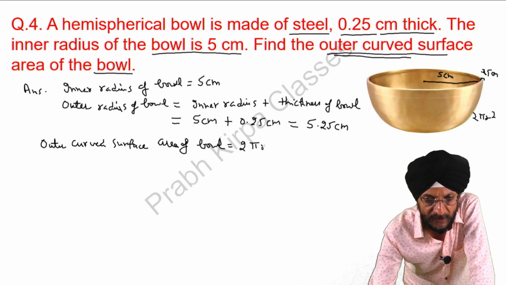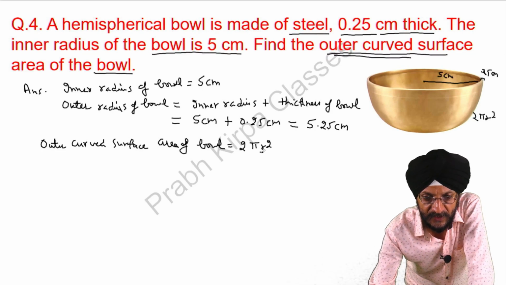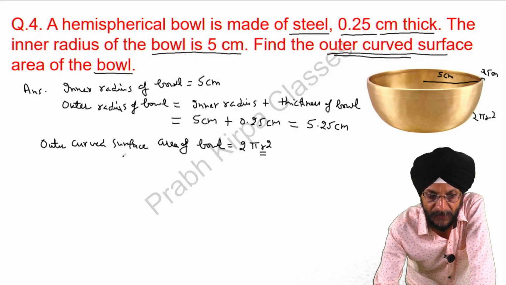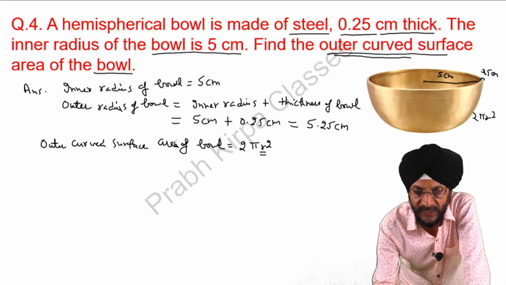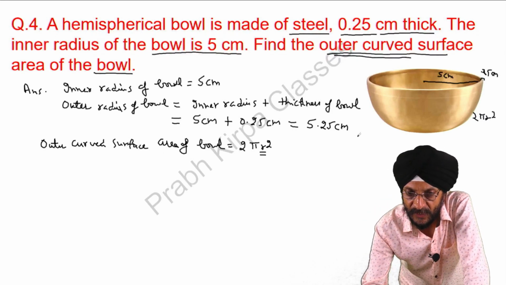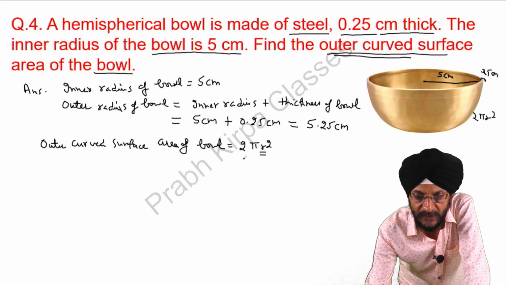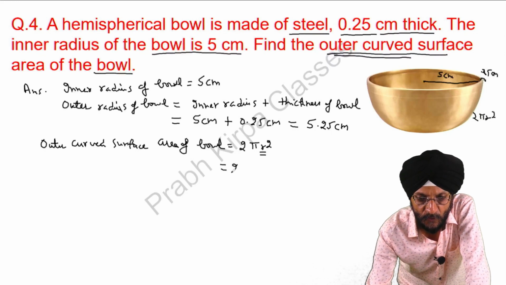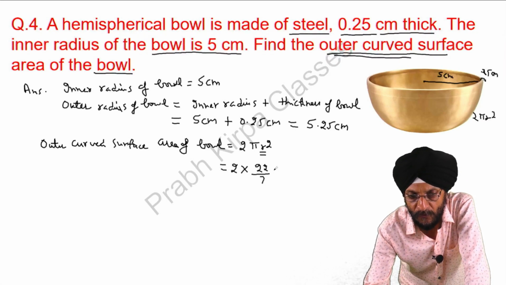2 pi r square. Now we have to use here the outer radius, because we have to calculate the outer curved surface area. So the radius from this point to this point, the outer point, will be taken into consideration. We will fill in the relevant values. In case of pi, we will substitute it by 22/7.